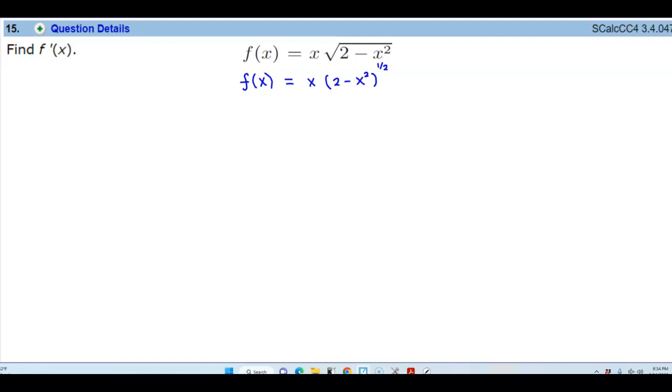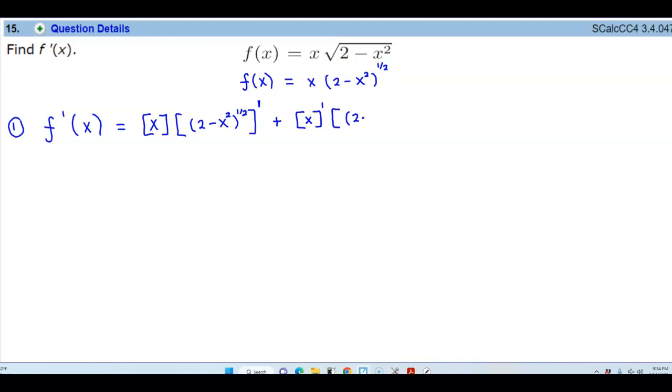the 1/2 power. Okay, so if we want to find the derivative of this function, we're going to set it up as follows. We're going to take the first function, which is x, and then multiply it by the derivative of the second function, which is 2 minus x squared to the 1/2 power. So we're going to write the prime symbol because we're going to take the derivative of that function. And then plus, we're going to take the derivative of the first function times the second function, which is 2 minus x squared to the 1/2 power.